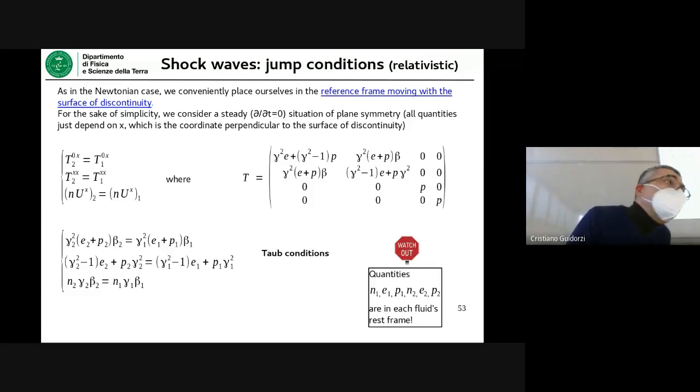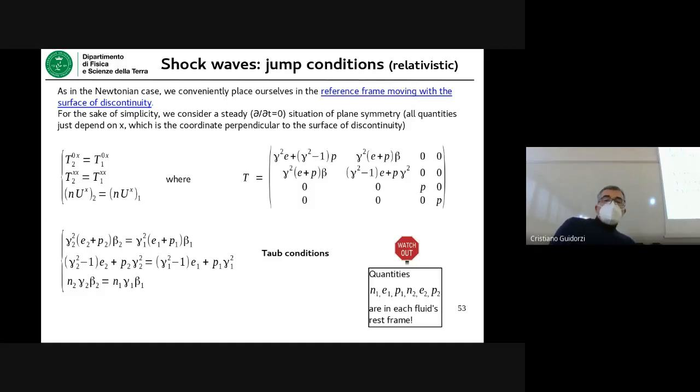If you think for a moment, these are the analogous conditions as the Rankine-Hugoniot. The very same. These conditions, expressed in the comoving frame of the shock, ensure the conservation of energy, momentum, and in this case, number of particles. In the Newtonian case, mass. But they are the very same, the analogous one, with some caveat that you have to bear in mind. In particular here, all these quantities, number density, if you remember several minutes ago, when I defined n as the number density, I said number density in the rest frame of the fluid. So all these quantities are defined in the rest frame of each fluid, which is different because fluid 2 has a comoving frame which is different with respect to fluid 1.